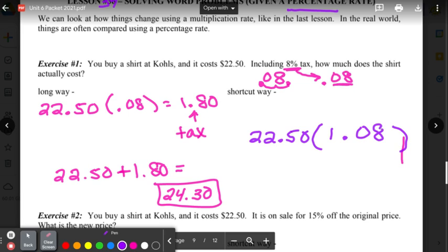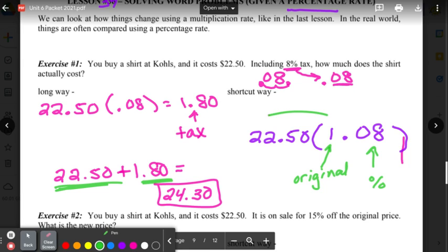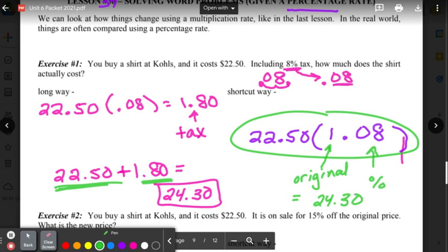So what I'm going to multiply by is 1.08. And this takes a teeny bit of getting used to. This is our percent, right? We did that before. But this right here stands for what we originally bought, $22.50 plus the 0.08. So this stands for our original. It's like a placeholder. And when you put this in your calculator, you get the same amount, $24.30. It's just a little bit quicker. Okay.